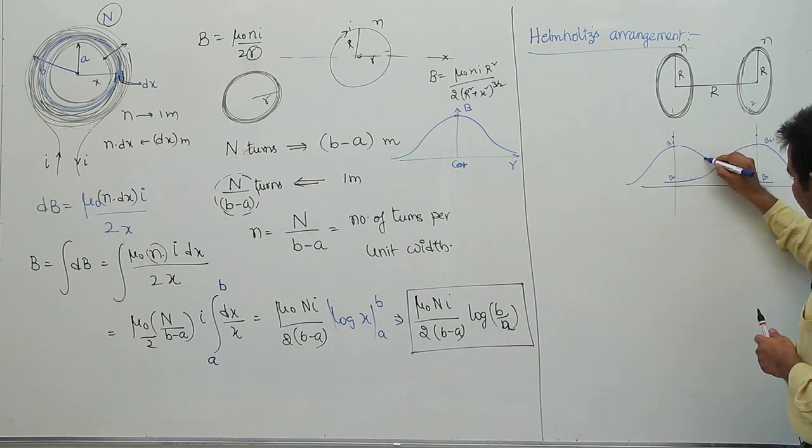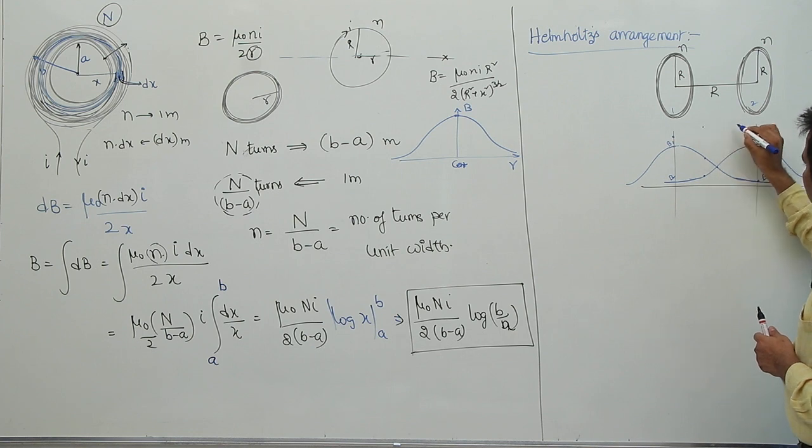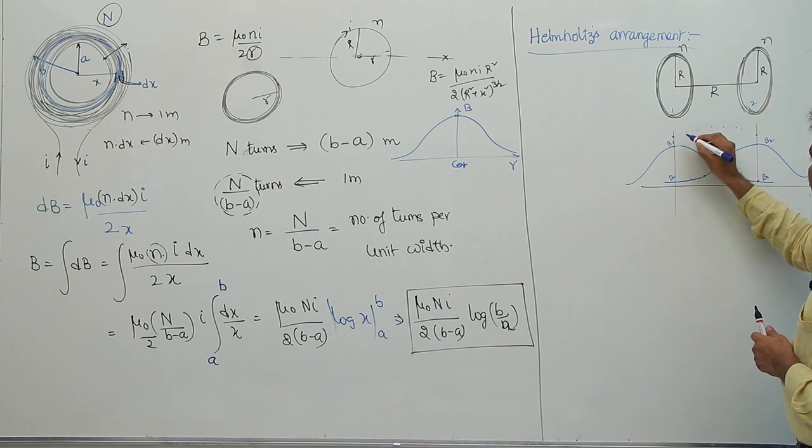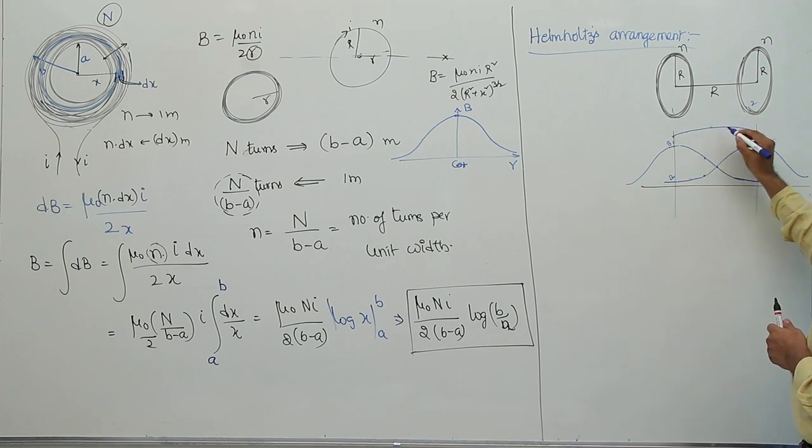And you can see this is B1, this is B2. If you add these two, you will get a value somewhere here and here. So these are the points where we have the sum of the magnetic fields. So this is B1 plus B2.